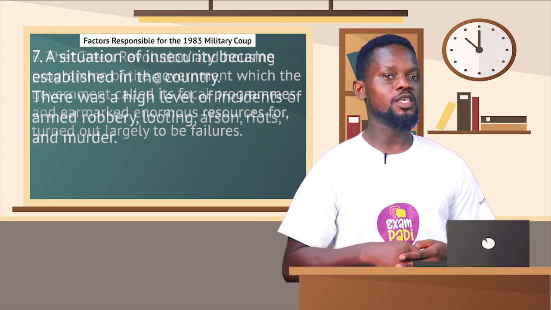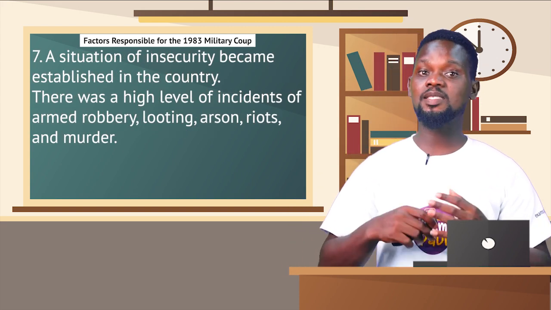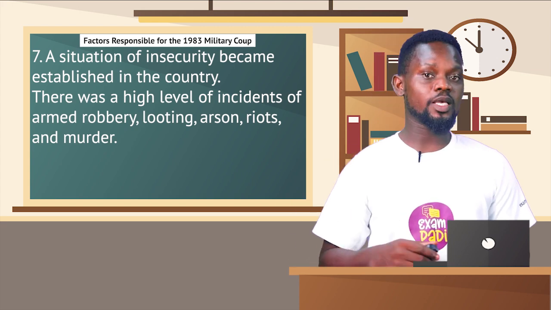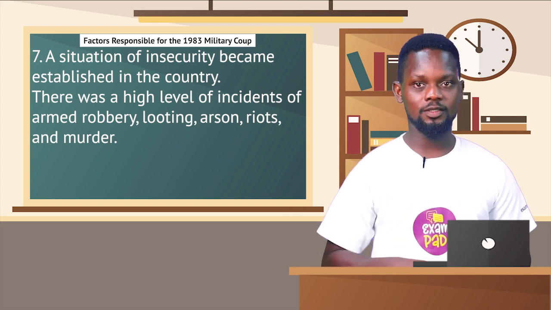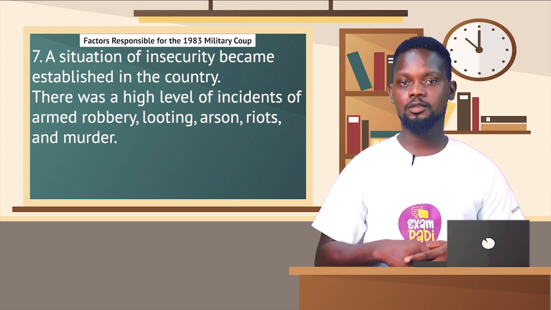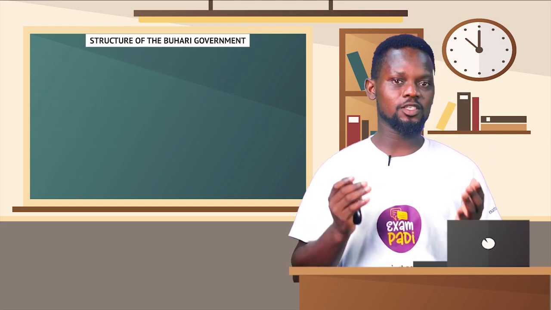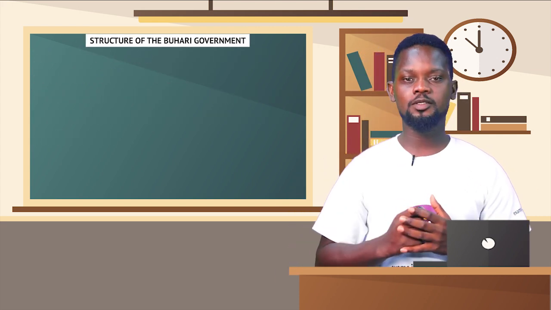Number 7, a situation of insecurity became established in the country. There was a high level of incidents of armed robbery, looting, arson, riots, and murder. Let's analyze the structure of the Buhari government.